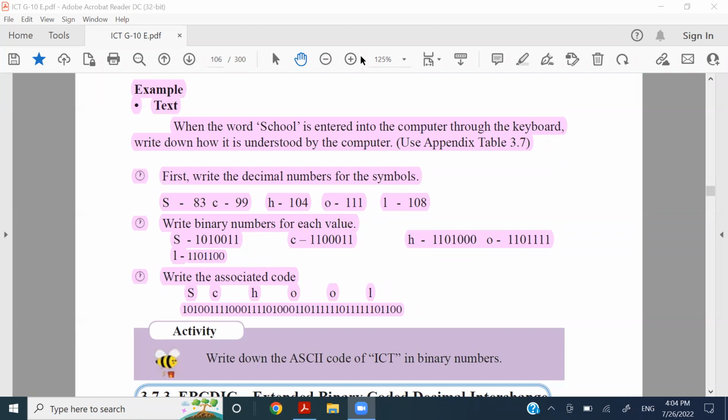Right, one is done. How about others? Okay, anyone who is still writing this? Totally done, sir. Okay, let's move forward.